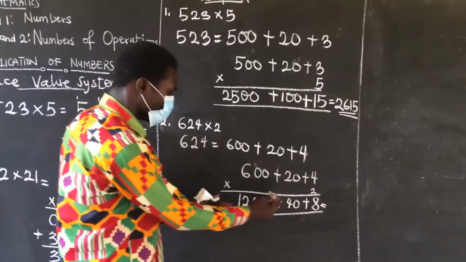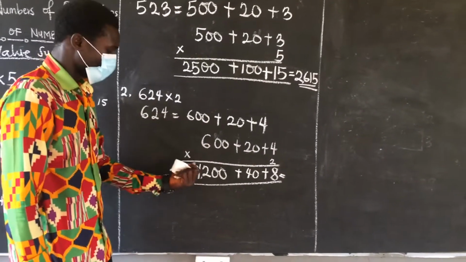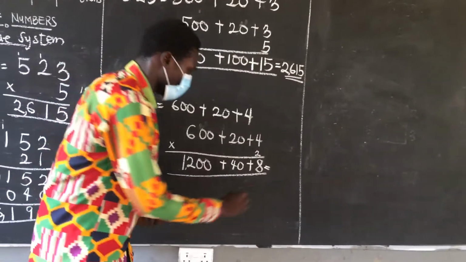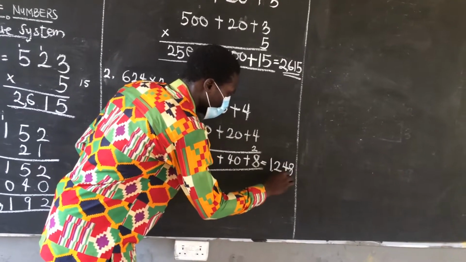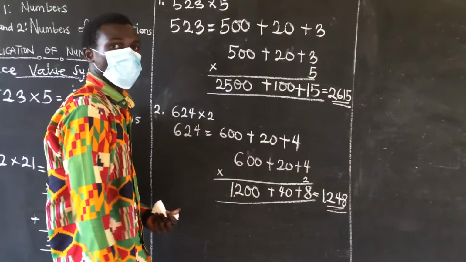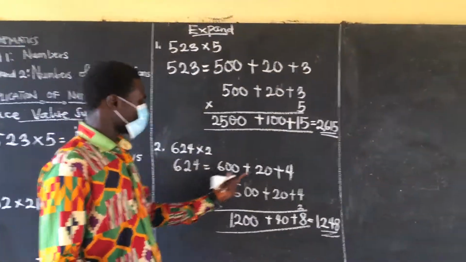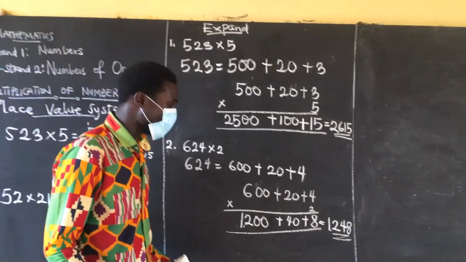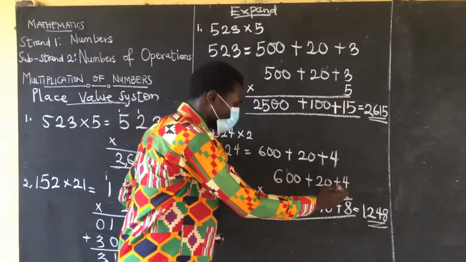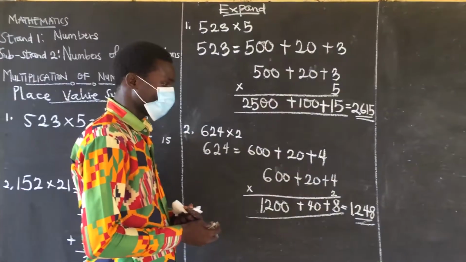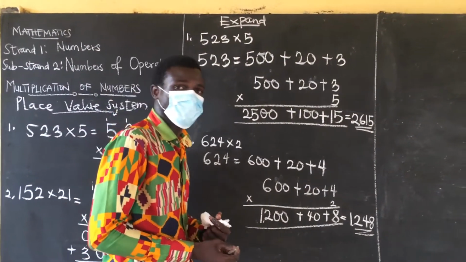This time, I'll just pick the numbers in the equal to sign and put them together. So 1,200 plus 40 plus 8 will give me 1,248. So when it comes to the expansion method, expand and multiply, just expand your number. When you expand, multiply with what you are using to multiply, then you go straight forward to that. So this is the second method. Let's look at the next method.